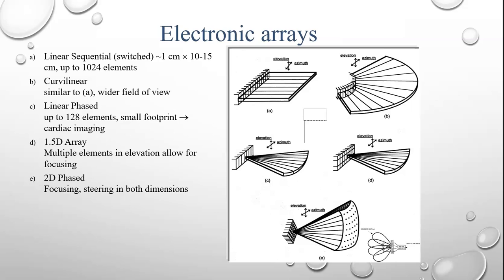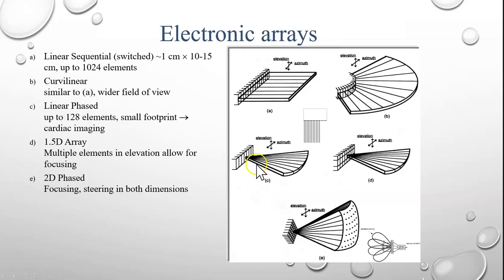So electronic arrays, there's different types. Linear sequential, which I said are obsolete. They have up to 1,000 elements. Curvilinear probes have curved faces. They allow for a wider field of view.